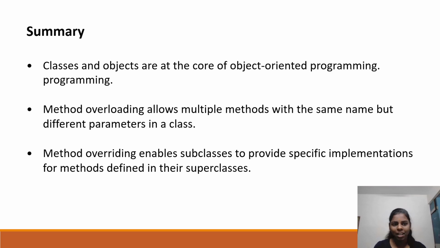Now let us summarize the video. Classes and objects are at the core of object-oriented programming. Method overloading allows multiple methods with the same name but different parameters in a class. Method overriding enables subclasses to provide specific implementations for methods defined in their superclasses.